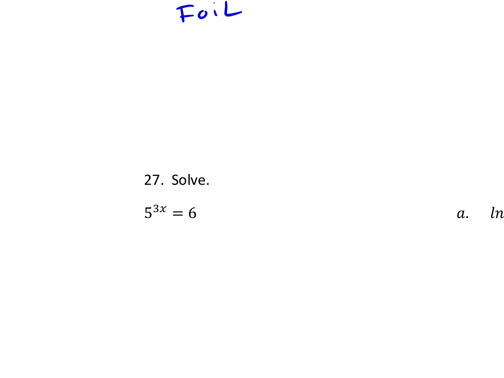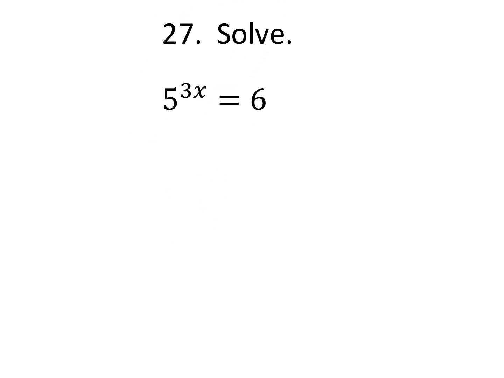For 27, we're going to solve. So when it's in exponential form, we either want to see if we can make the bases the same. If we can't, you can put it into log form to get that x out of the exponent. So when we put it into log form, our base is 5, log base 5. The other 2 numbers switch positions. So log base 5 of 6 equals 3x.